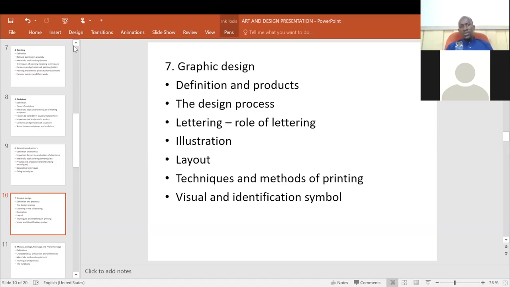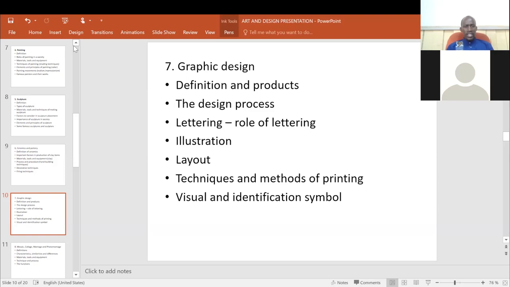Now, we have various forms of graphic design. We can talk about posters. We can talk about book covers and book jackets. We can talk about CD sleeves. We can talk about letters. We can talk about letterheads, badges. We can talk about logos, what we call the visual symbols and identification symbols. Those are forms of graphic design, the products of graphic design.